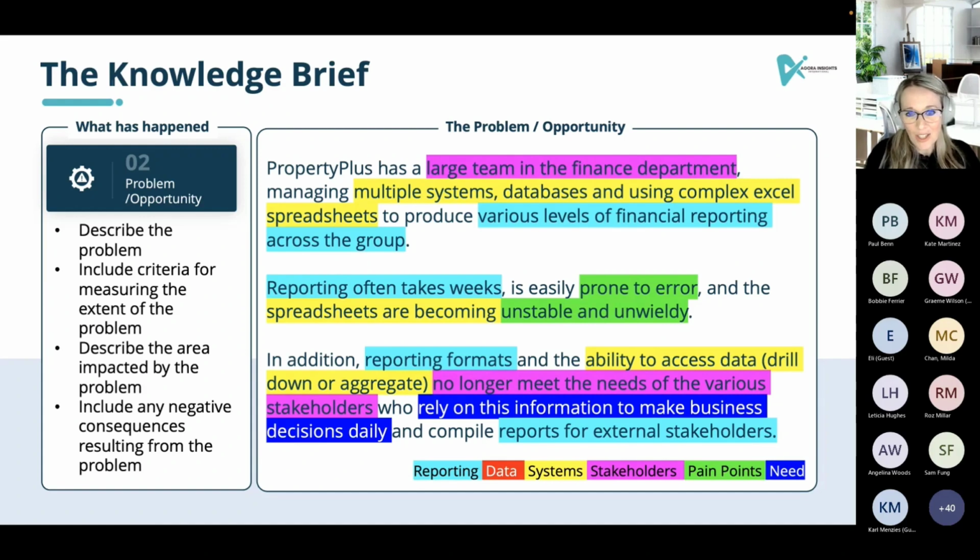Next we look at our Property Plus. Property Plus has a large team in a financial department. This is the problem statement: managing multiple systems, databases, complex spreadsheets. A similar process would apply. Anything that you've highlighted, you should be able to read independently and analyze. So a large team in the financial department is no longer meeting the needs of various stakeholders.